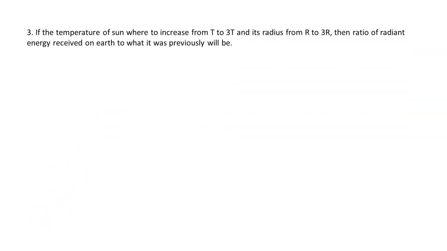Let us see the next question. Here the question given is, if the temperature of the sun were to increase from T to 3T and its radius from R to 3R, the ratio of the radiant energy received on Earth to what it was previously will be. So let us see how much energy is received by the Earth basically. I will assume this is the sun. This is having a radius R and temperature T. The distance of the orbit of the Earth from the center of the sun, I am taking it as small r.